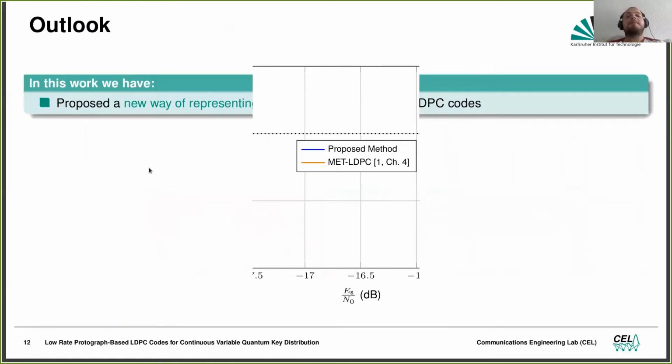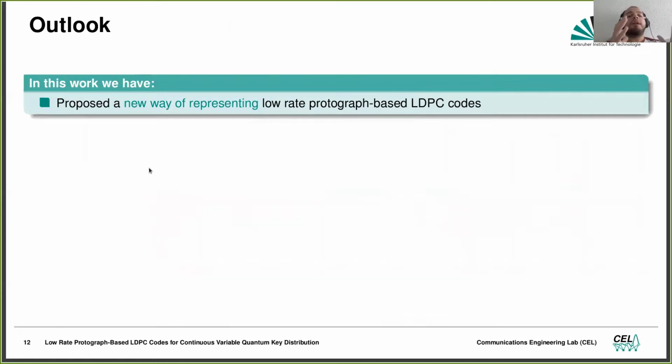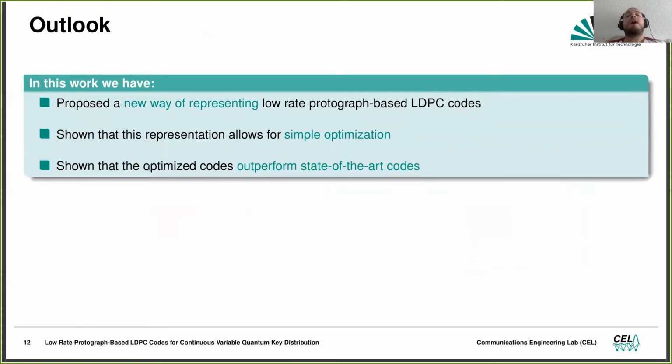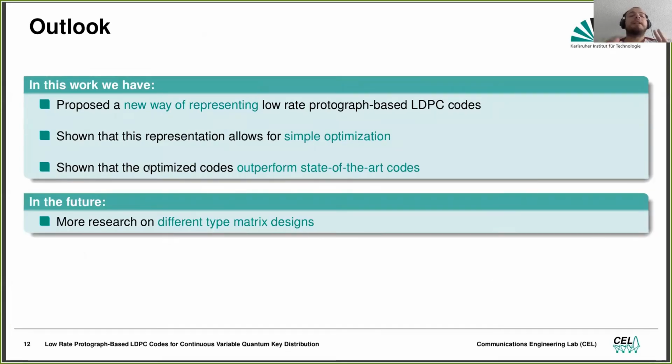So what have we shown in this work? We have proposed a new way of representing low-rate protograph-based LDPC codes. We've also shown that this representation allows for a simple optimization of these codes, and that the codes we get from the optimization outperform or are just as good as the state-of-the-art codes. In the future, we should do more research on different type matrix designs, as we've only restricted ourselves to this high-rate protograph LDGM code concatenation. I thank you all for listening and have a nice day.